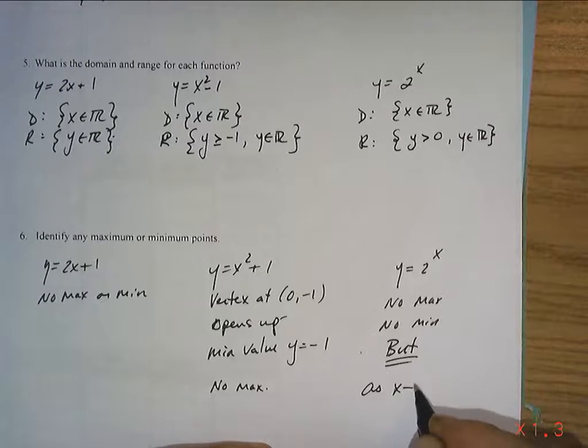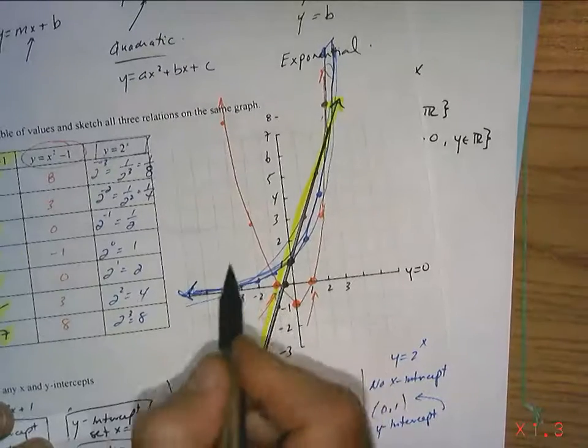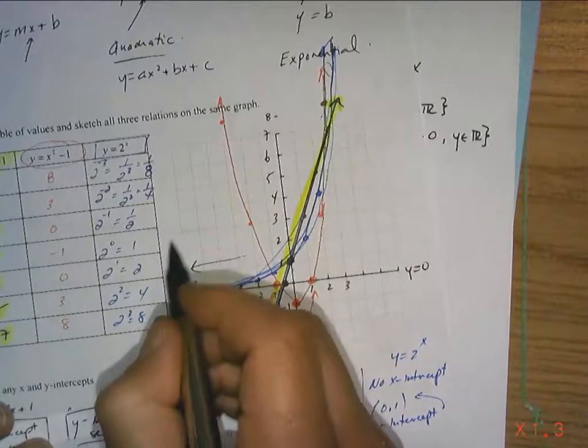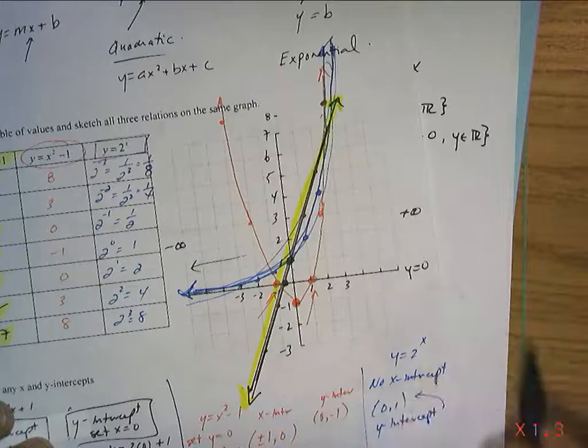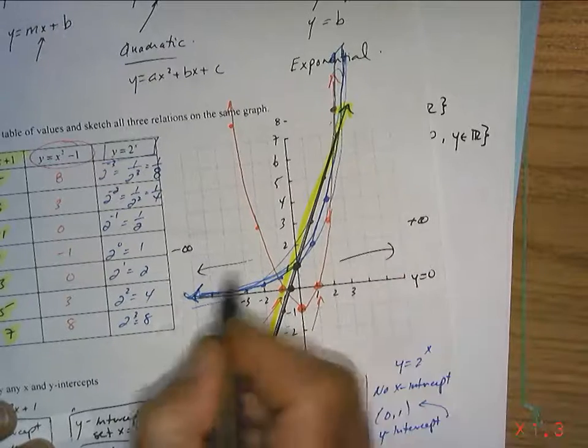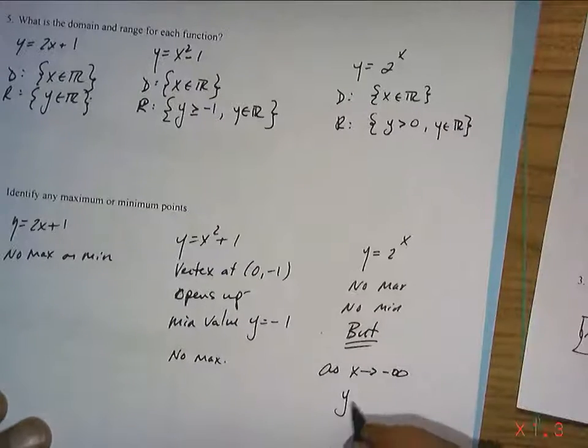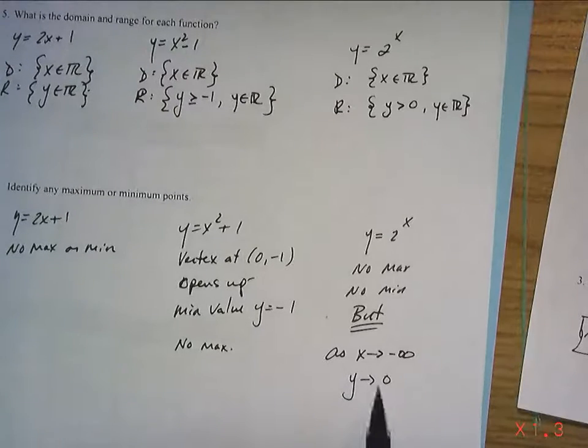But as x approaches negative infinity, so as x is going this way, towards negative infinity, which is off this way, and this is positive infinity off this way, you'll notice that the y value is approaching 0. So it's not a minimum, but you know, it's getting smaller and smaller. Okay, next page.